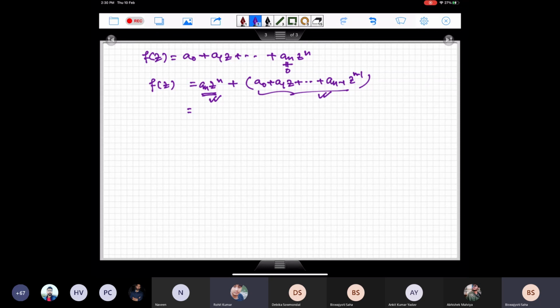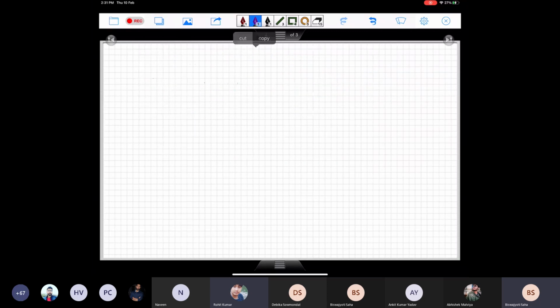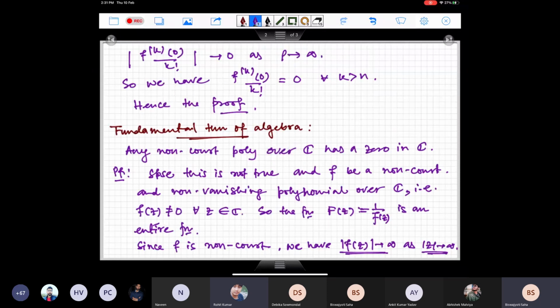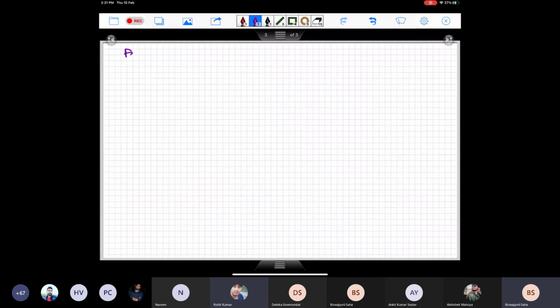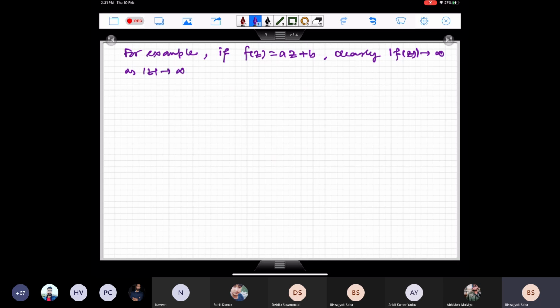Okay, so let me in fact give you the proof instead of just telling you orally. Why is this true? For example, if f is a linear polynomial, say f of z is equal to az plus b, then clearly mod of f of z tends to infinity as mod z tends to infinity. So for a one variable polynomial, this is clear.